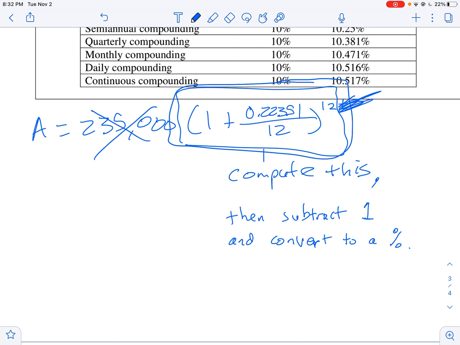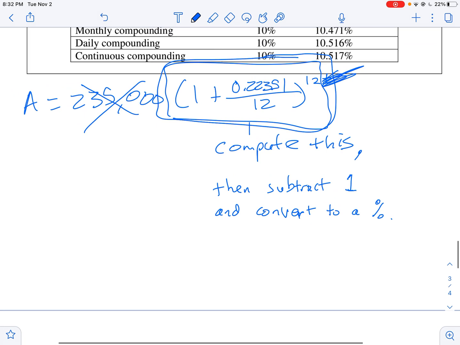If you compute this, it's going to give you a decimal, 1 point something. That's the percent of the original that you have. And so you need to subtract 100% from that, or subtract 1 from it, and it gives you the percent increase there.